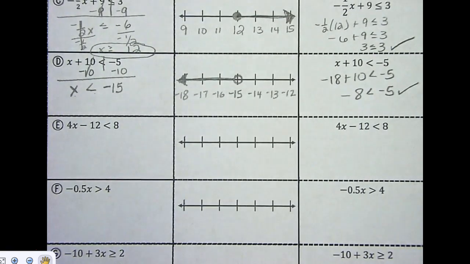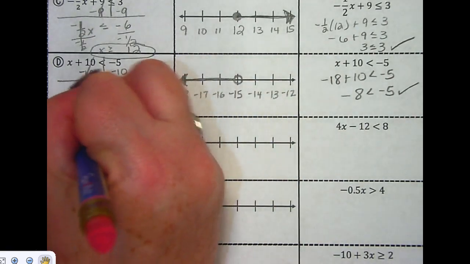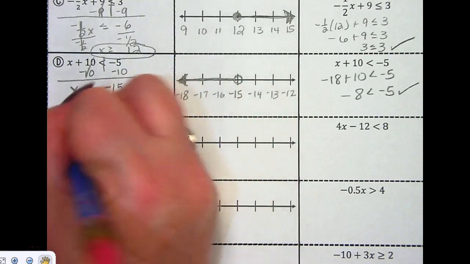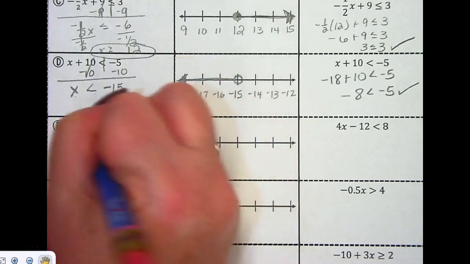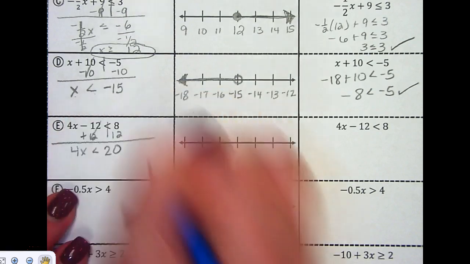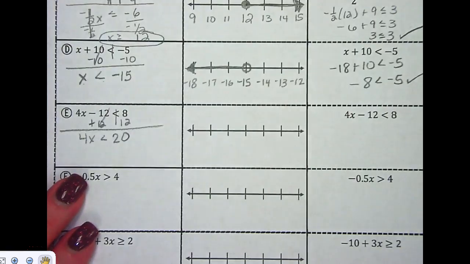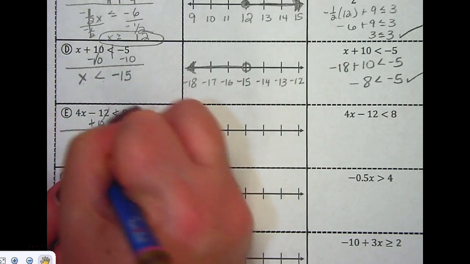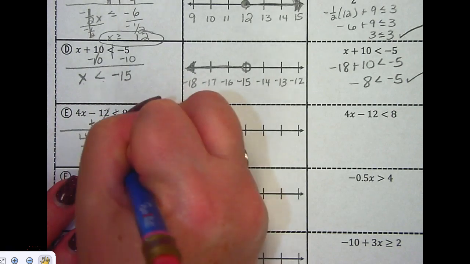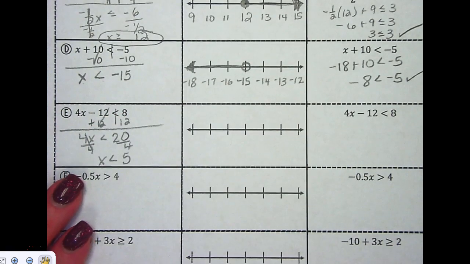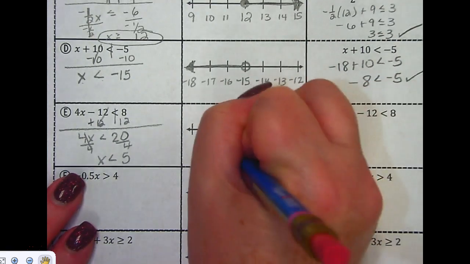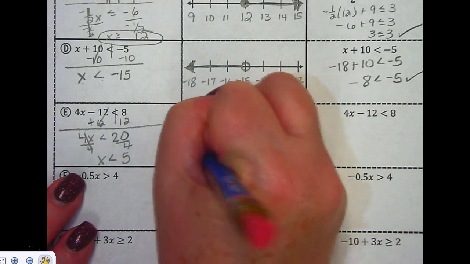Okay. Let's look at the next one. What do I want to do? Add 12 to both sides. And I'm left with 4x, that goes away, is less than 20. And now what? Divide by 4, divide by 4. X is a number that is less than 5. Graph it. 5, 6, 7, 8, 4, 3, 2.